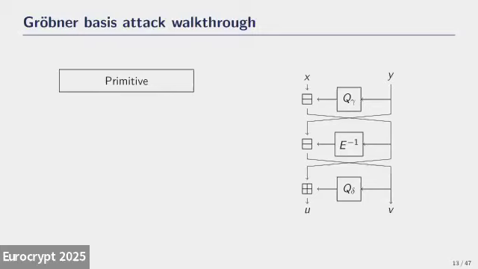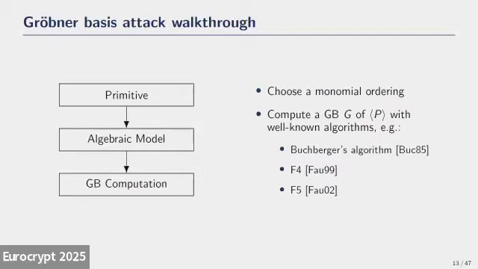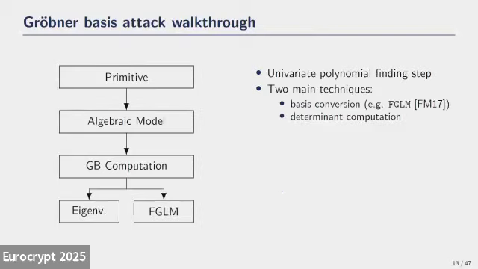Perfect. So let's go now to the Gröbner basis attack methodology. We usually start with a primitive. In this example, you can see the nonlinear layer of an MOE. What we do is model the primitive as a set of polynomial equations. Now we want to compute a Gröbner basis. Usually we take the system we have defined and apply an algorithm like Buchberger, F4 or F5. Then we can follow two main ways. Now we want to compute the univariate polynomial that helps us to find the solutions. And how can we compute these univariate polynomials?